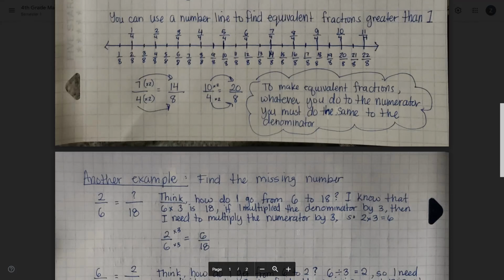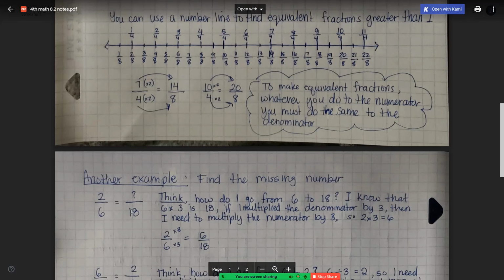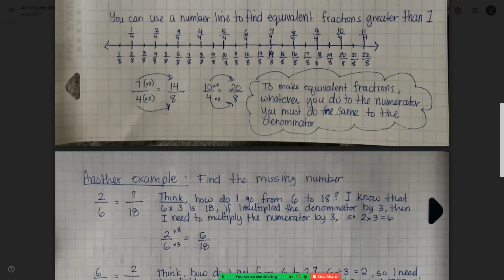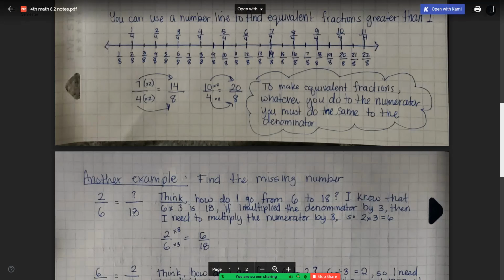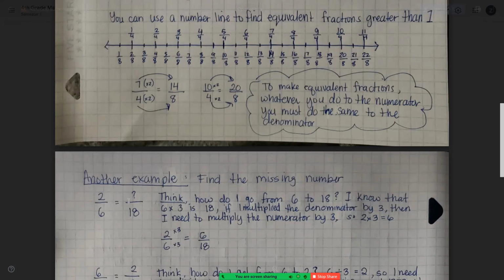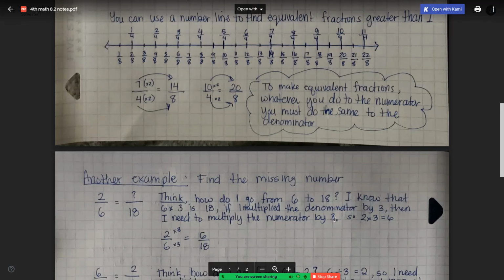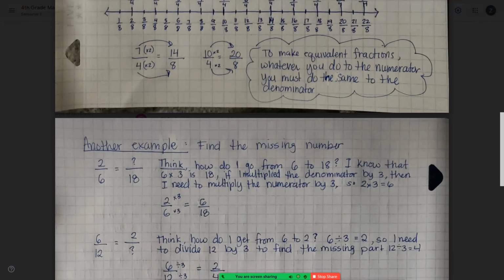So here's another example. Find the missing number. So 2/6 equals something over 18. So first you have to think, how do I go from 6 to 18? And you remember, we're working with multiplication at the moment. I know that 6 times 3 is 18. So if I multiply the denominator, my bottom number here, by 3, that means I also have to do the same to my top number to make sure they're equally moving the same amount. So 2 times 3 is going to give me 6. So 2/6 is equal to 6/18.